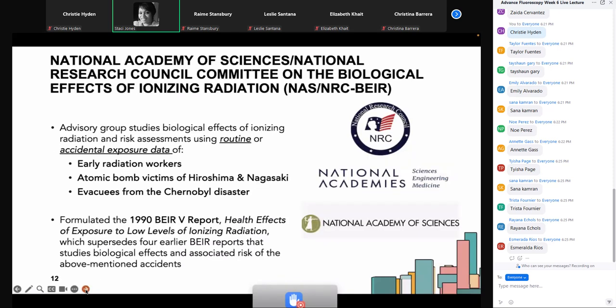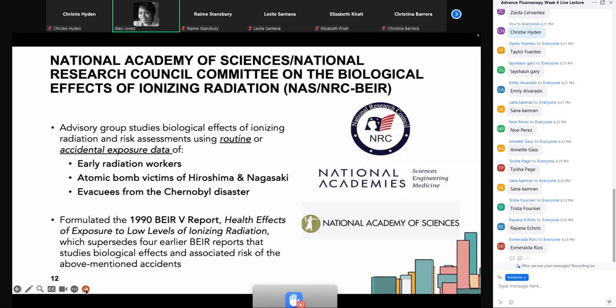Then next we have the long one, the NAS/NRC-BEIR. So this is an advisory group that studies the biological effects of ionizing radiation and risk assessment using routine or accidental exposure data. So we learned about Chernobyl, Hiroshima, Nagasaki. We've kind of mentioned all of those radiation events. So this organization studies what happened, kind of follows those victims and their descendants. So that's what this organization does.